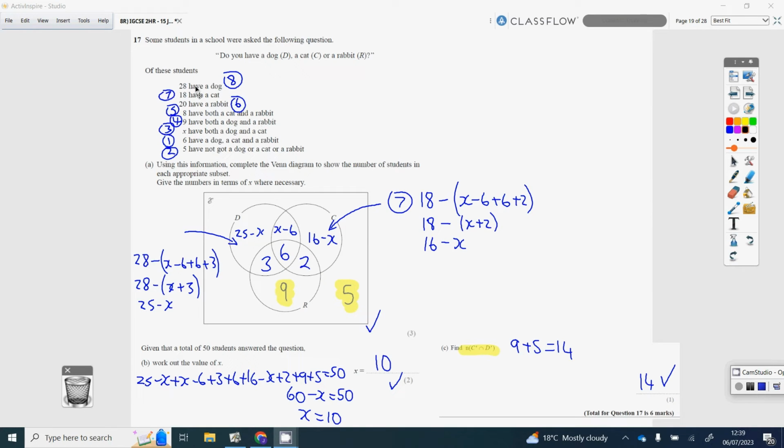Then finally, 28 have a dog. So the whole of this dog football has to add up to 28. So 28 take away this, this, and this gives me this area here, which I've processed over here, which is 25 minus x.